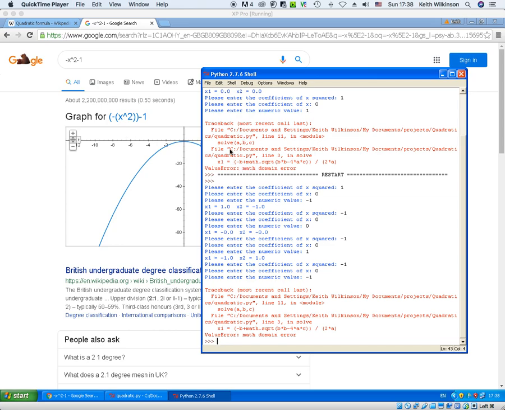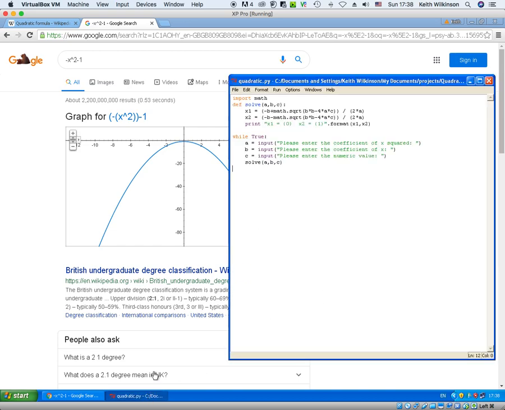Okay, let's try to fix our program so that we don't get these red messages. There's a couple of ways we can do this. First of all, I'm going to close the shell, get my program back up. And it really happens here at this line because we can't do a square root of a negative number. There's no such thing as a negative square root.